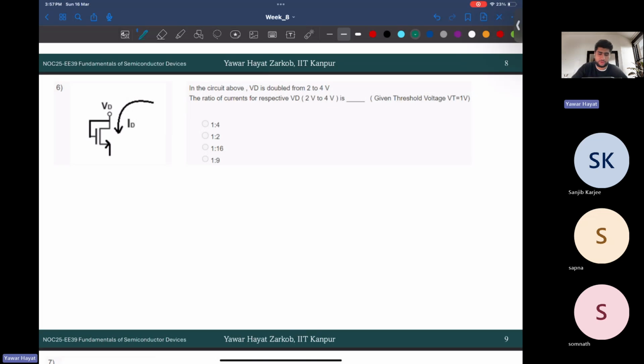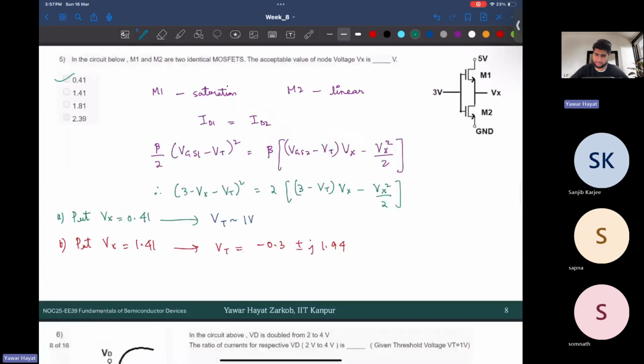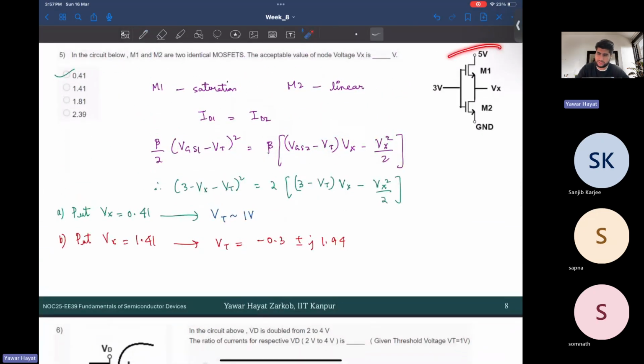Now what about this? In the circuit above, suppose your VD is doubled from 2 to 4 volt. Which circuit? The same circuit. The circuit has not changed.